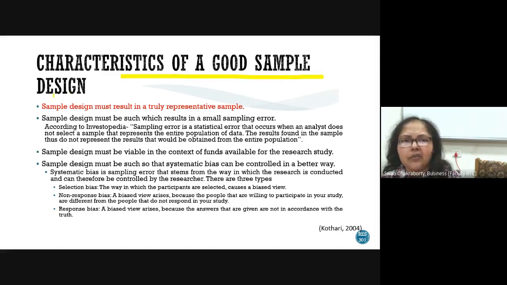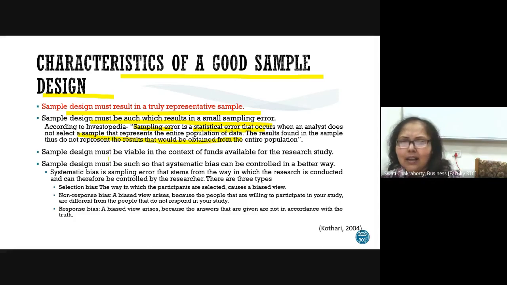So the characteristics of a good sample. Sample design must result in a truly representative sample which should represent the entire population. And sample designs must be such that they result in minimum sampling error. So what is sampling error? It's a statistical error which occurs when an analyst does not select a sample which would represent the entire population. So the results found in this sample will not represent the results that you would actually get if you had taken the entire population under consideration.